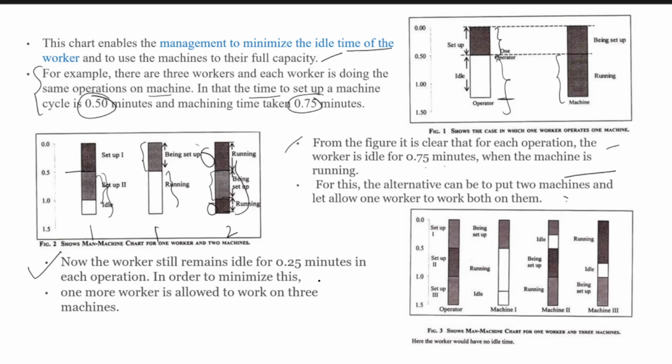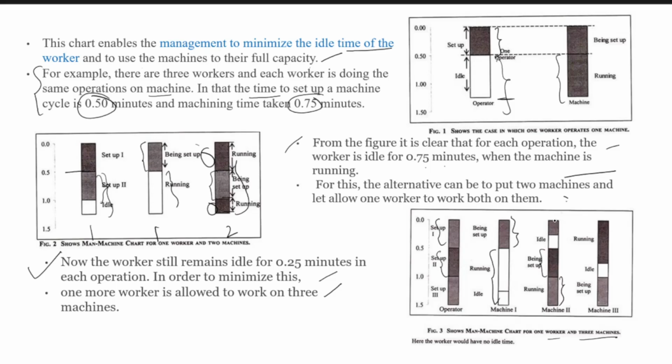In order to minimize this, one worker is allowed to work on three machines. Now look here. This shows the man-machine chart for one worker and three machines. He is setting up the first machine. After that, the first machine will run. He is setting up the second machine. So the second machine runs.